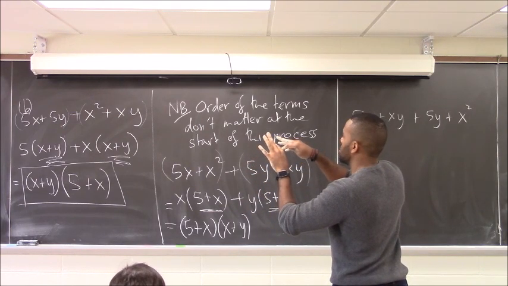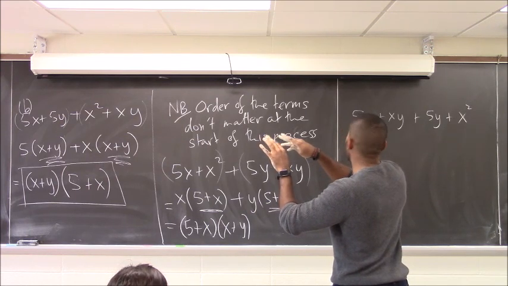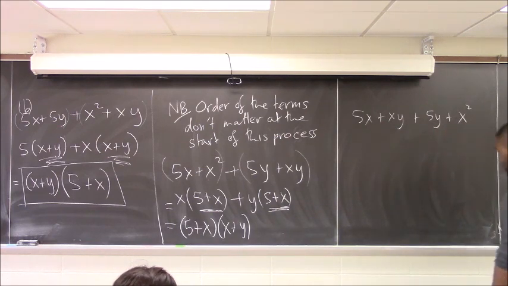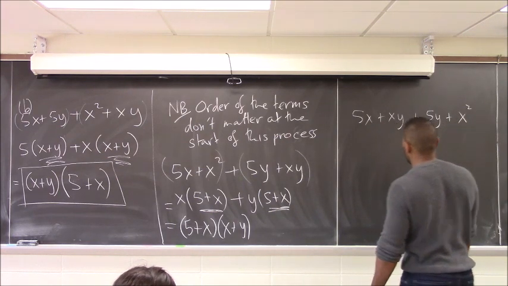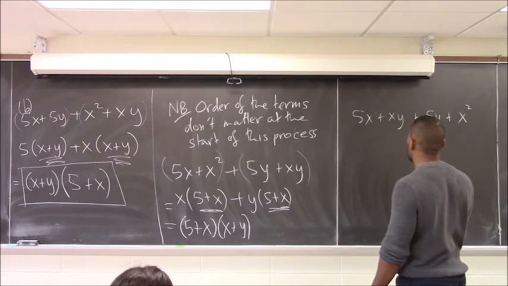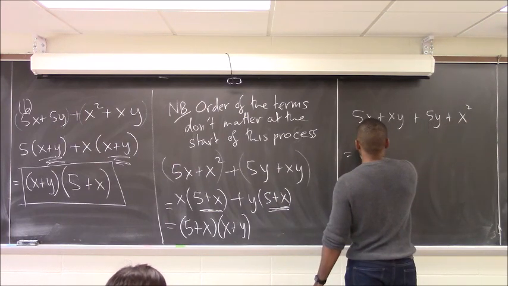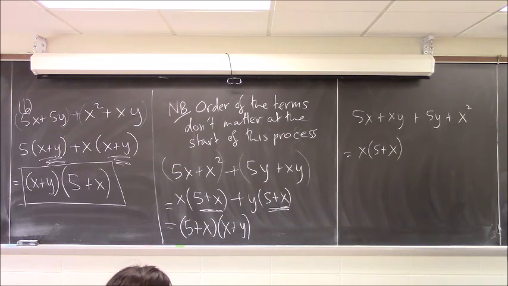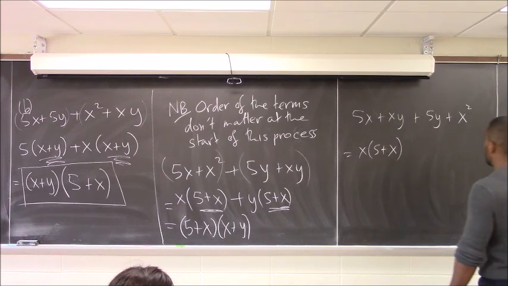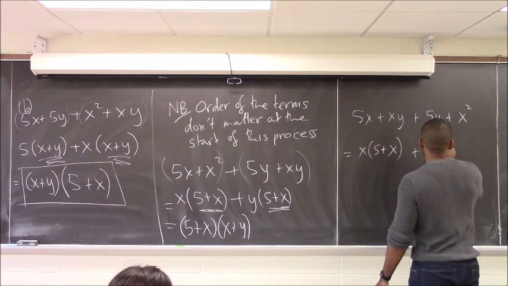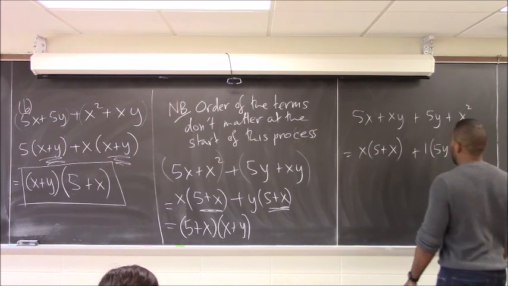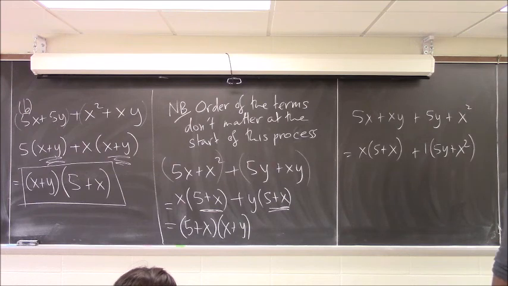5x, xy, 5y, x squared. Okay, so now if we look at this one here, what's the GCF here? x, 5 plus x. What about this? There's 1, right? So here we have 5y plus x squared. Now what are you going to do here? Nothing, they're not the same.